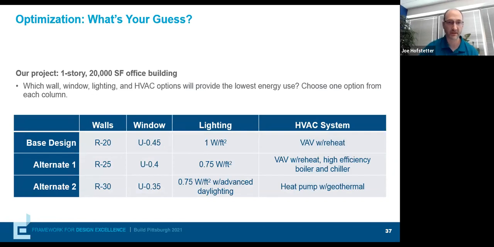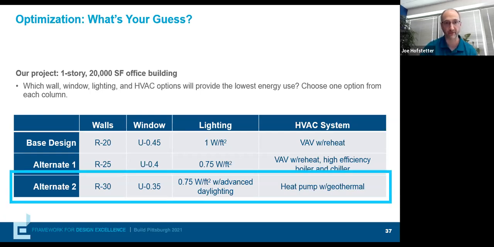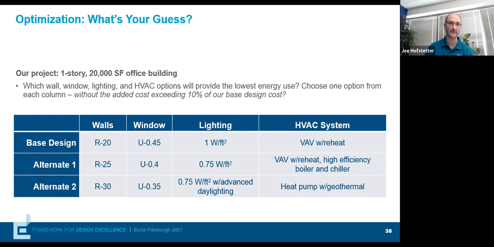So trying to understand optimization and the value that the tool can bring, we're looking at a very simple example here. If we just ask the question of the base design, alternate 1 and alternate 2, which of these systems is going to be the best energy operating system, it's pretty straightforward in your answer. Alternate 2, with your best wall, your best window, your best lights, and your best HVAC system, you're going to get the best energy performance out of the building. So we know that's not a hard question to ask.